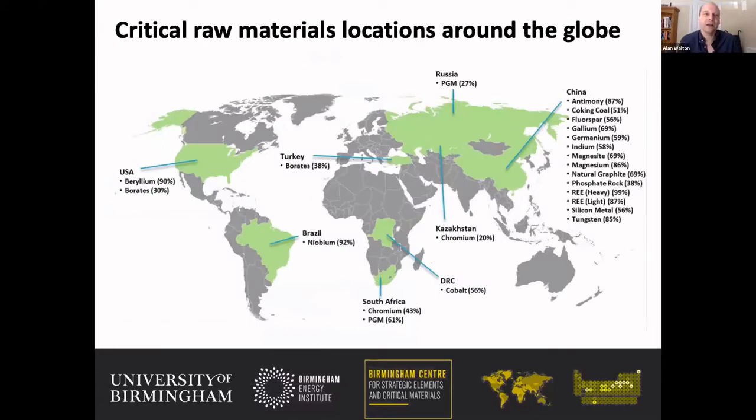Now, if you look at where these critical raw materials are coming from, and this is from an EU report, there's huge concentrations of these elements in certain parts of the globe, and none of them really are in Europe or the UK. And that makes us actually quite vulnerable. So if you look across this list, things like platinum group metals, which are used for catalysis, are located in South Africa and Russia. You have things like beryllium in the US, but then you have this huge list of these critical elements that are located in China.